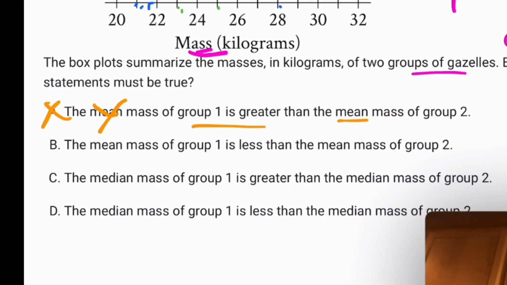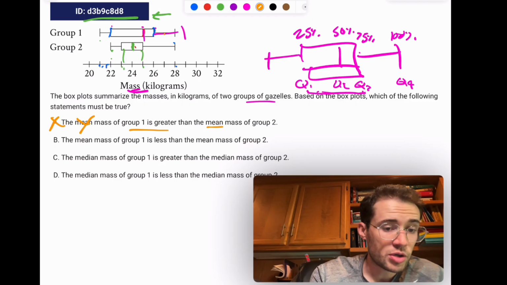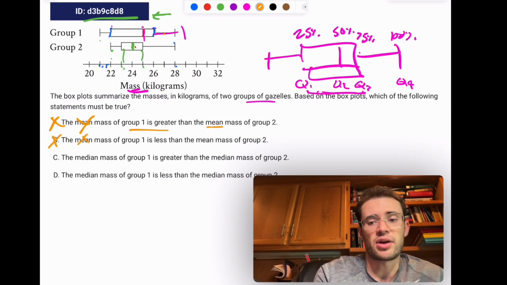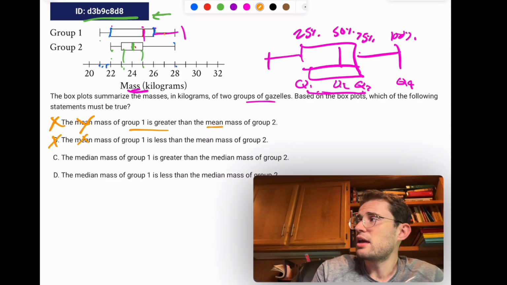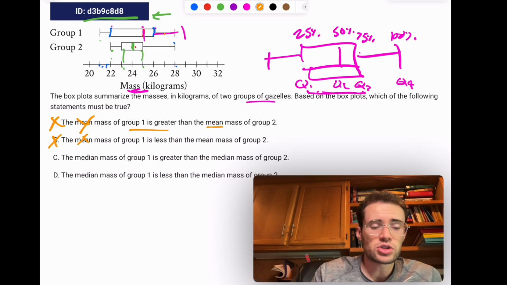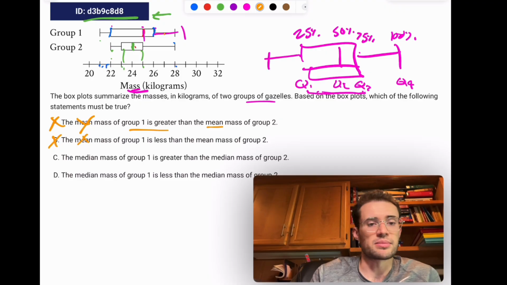The mean mass of group 1 is less than the mean mass of group 2. That could be true, but we don't know from the data. You'd have to actually have a table of all the values to find it, or they'd have to give us the mean in some way. If it was an actual normal distribution, then you could assume that the median would be the same as the mean, but that's not the case here.